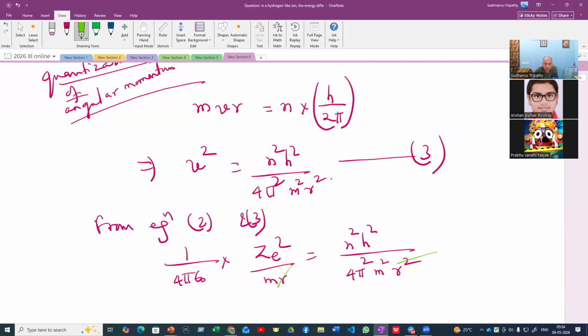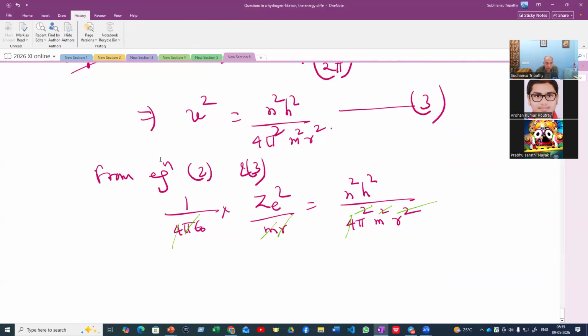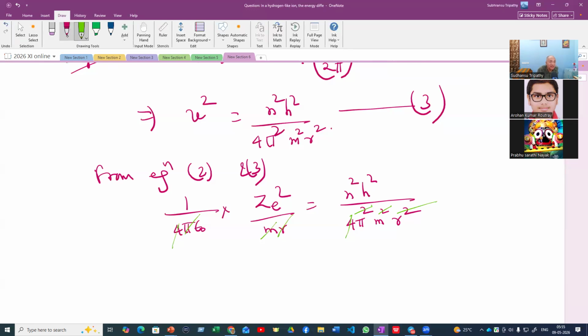4 gets cancelled, 1 pi gets cancelled, and 1 m gets cancelled, and nothing else. So we can get an equation for radius. The radius R we will bring to one side and the remaining will be kept on the right side.